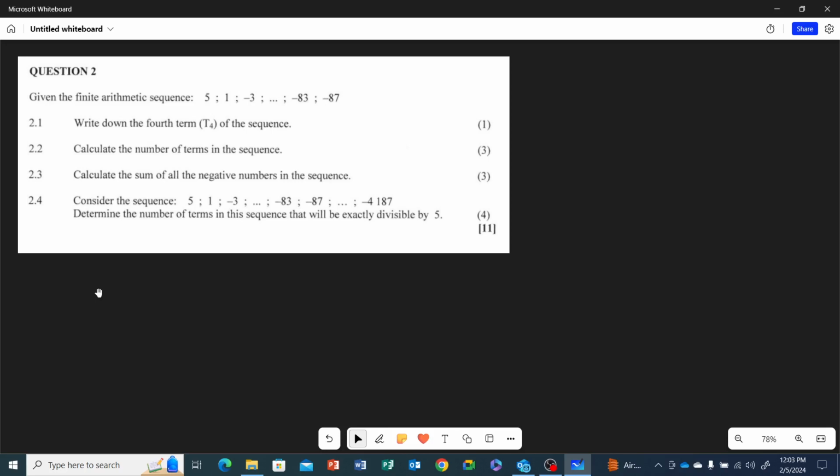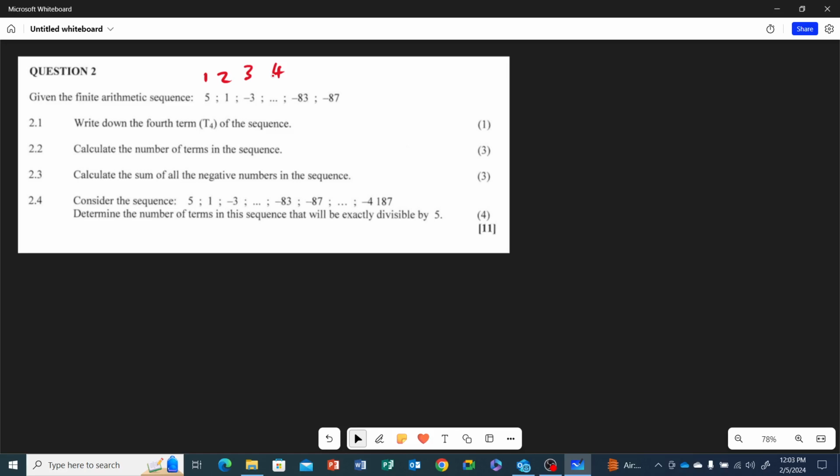So in this new question of ours, we are given the finite arithmetic sequence. So now they are telling you that this is an arithmetic sequence. Write down the fourth term. As you can see, you have the first term, the second term, the third term, but the fourth term is blank. So the question says write down the fourth term.